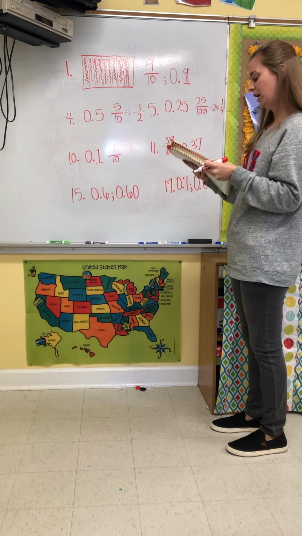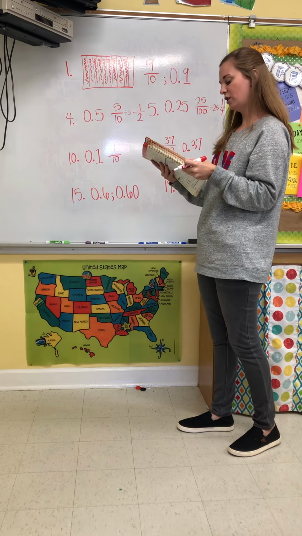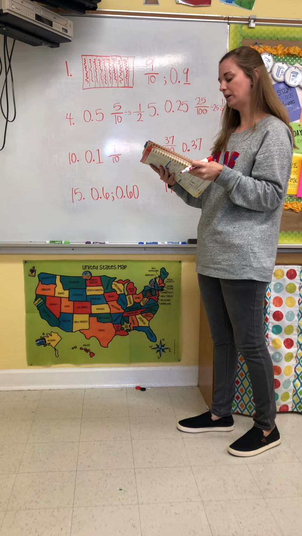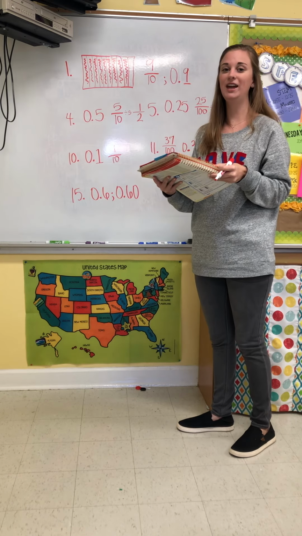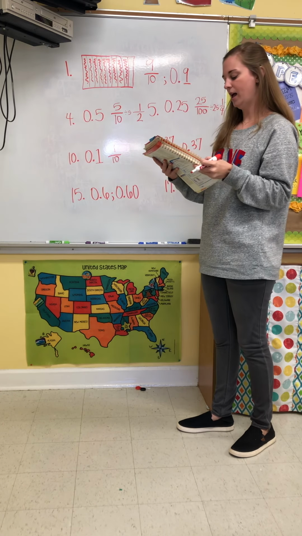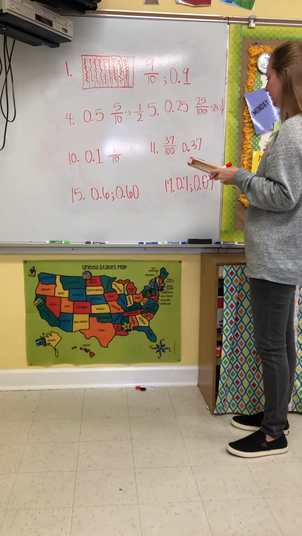Number 15. 15 through 18, your directions are: are these decimals equivalent? Right, yes or no? So if they're equivalent, that means are they basically the same? So we're going to do 15 and 17.